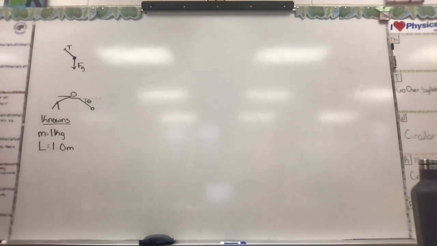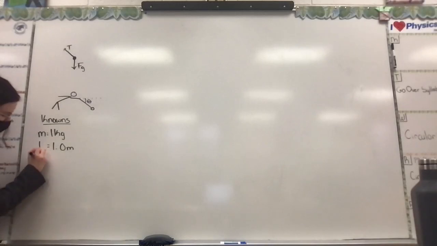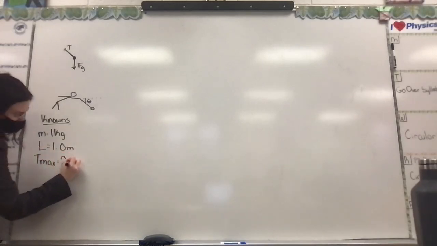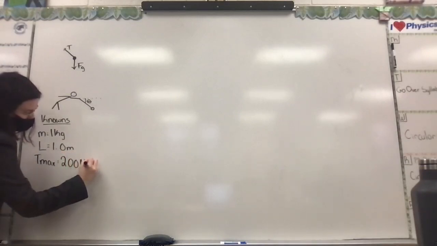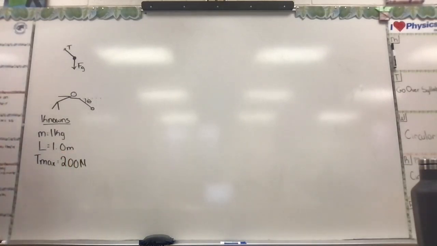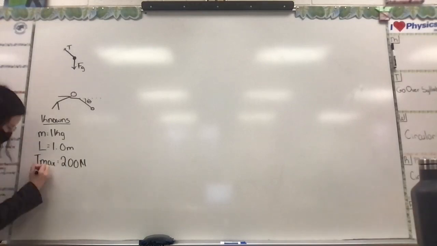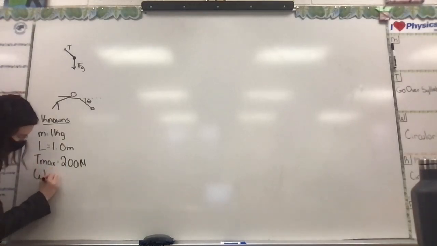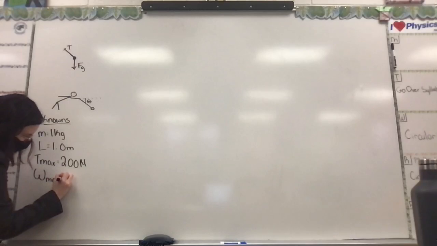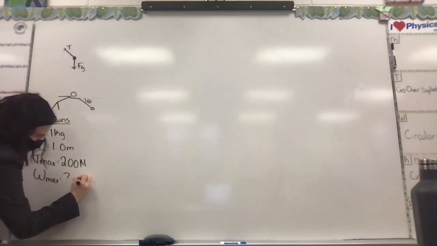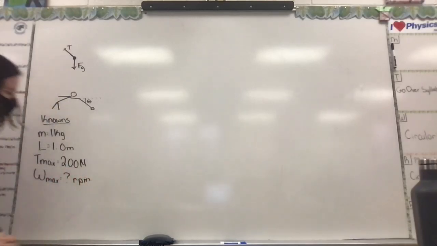Since there's a theta, is that the radius? No. Okay, and we know that the maximum tension that this can take is 200 newtons. And what we're asked to find is that maximum angular velocity in RPMs. Okay? So this is what we're dealing with.